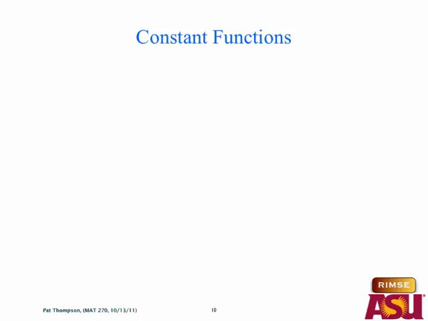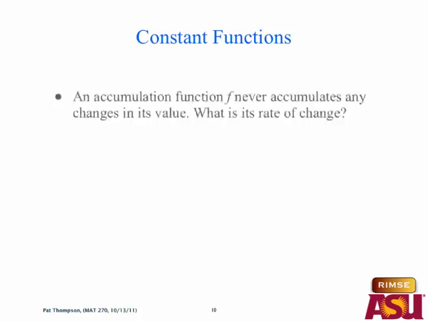Okay, so let's do some other rules here. Ready? Here we go. Accumulation function f never accumulates any changes in its value. In other words, it's a constant function. What is its rate of change? Some people are saying 0. Do you agree with that? The rate of change, how fast it's changing. If it's not changing, how fast is it changing? 0, they're right. Okay?